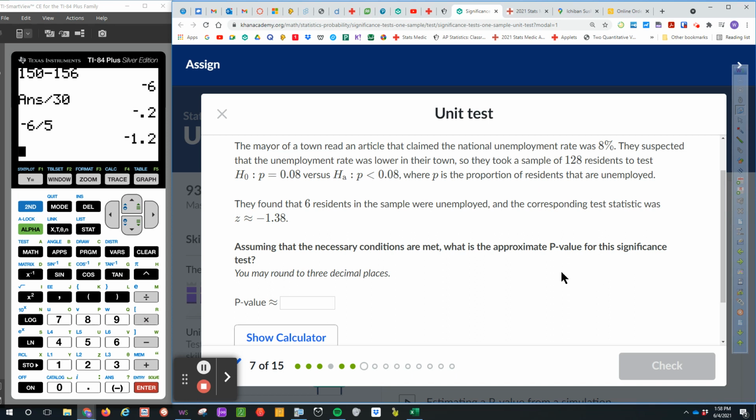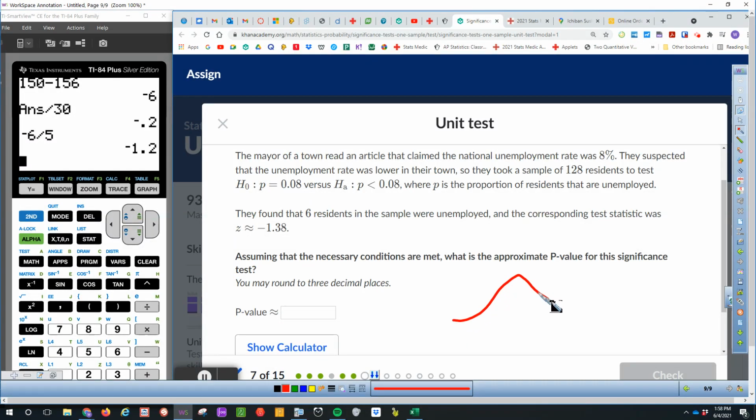So we need to understand this. Here the proportion is 0.08, and they found z equals negative 1.38. So we are now looking at a standard normal. The standard normal is centered here at 0, and here is negative 1.38. Okay, so now which direction am I going to shade?